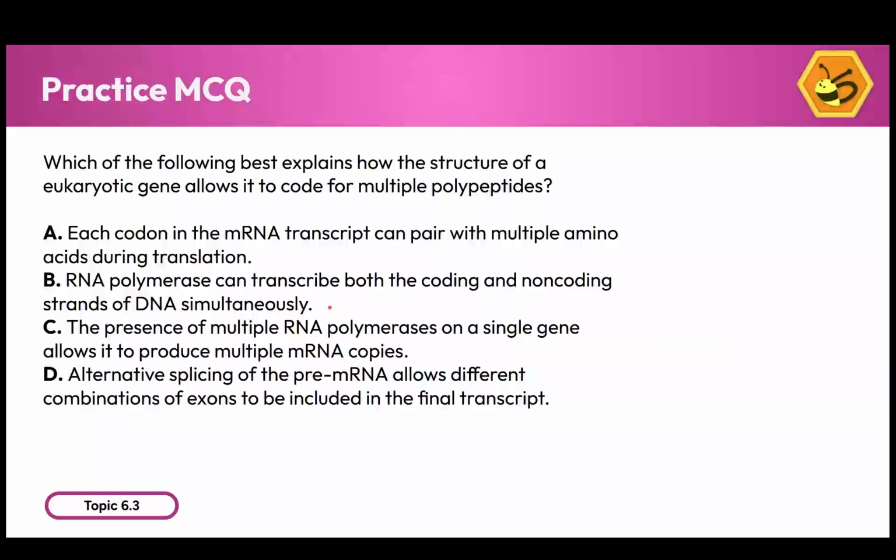All right. So here is the practice MCQ. Let me read it out loud. Don't worry, this is a lot easier than it looks. Which of the following best explains how the structure of a eukaryotic gene allows it to code for multiple polypeptides? A. Each codon in the mRNA transcript can pair with multiple amino acids during translation. B. RNA polymerase can transcribe both the coding and non-coding strands of DNA simultaneously. C. The presence of multiple RNA polymerases on a single gene allows it to produce multiple mRNA copies. And D. Alternate splicing of the pre-mRNA allows different combinations of exons to be included in the final transcript.